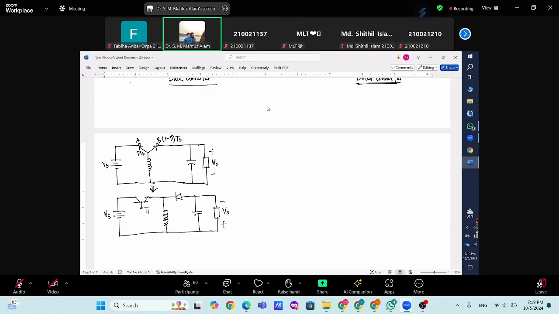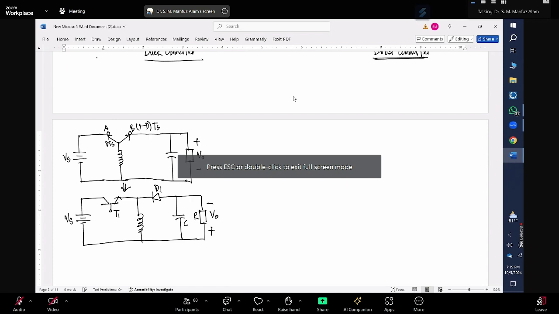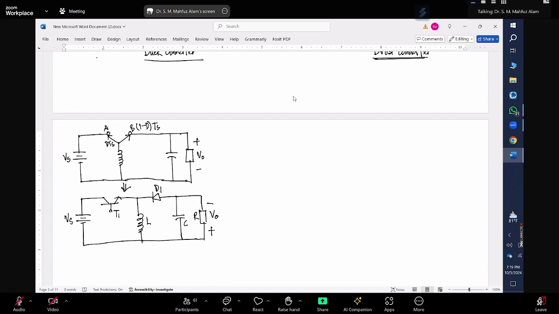So this is my V naught output. This is my R. This is C. This is D1. This is my L. And this circuit will be operated as a buck boost converter.